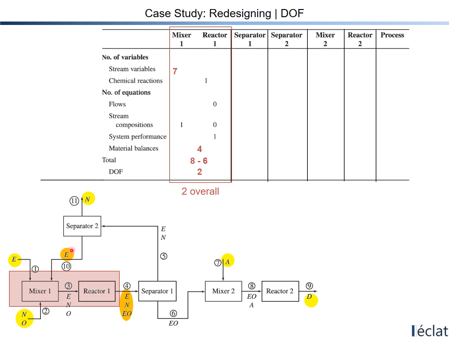1, 2, 3, 4, 5, 6, 7. 7 stream variables and only one chemical reaction for reactor 1. And then no flow specified, and stream composition 1, which is the composition of air. And then system performance. In this case, you could use the system performance here because this value, the ethylene amount in the output stream, is related to that system performance specification.